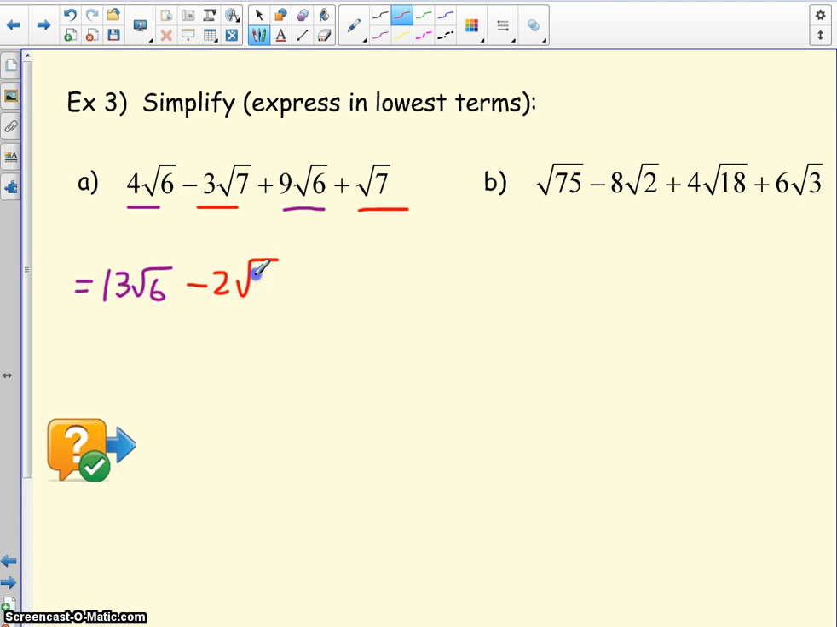Minus 2 root 7. Okay, as a rule, we want to express everything in lowest terms from now on, unless I say otherwise. So both root 6 and root 7 are in lowest terms. There's no perfect squares in there. So this is as simplified as we can get this one. We're actually done here.